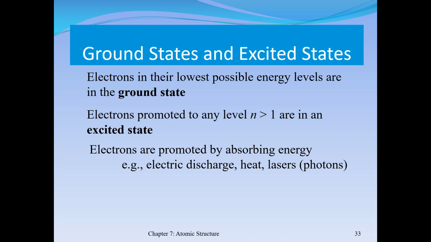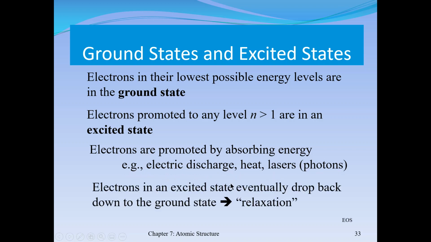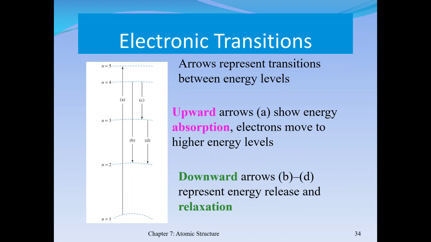Now, how are the electrons promoted from lower energy levels or lower orbits to higher orbits? Well, these are the ways that it can happen: by electrical discharge, heat, lasers in the form of photons. Then the electrons will eventually drop back to the ground state, and that process is called relaxation. So we have excitation when the electron is promoted from the lower energy levels or lower orbits to the higher orbits, and then you have relaxation when the electrons fall back to their ground state position. So using a Bohr model, we can have an understanding of what happens when we have these electronic transitions.